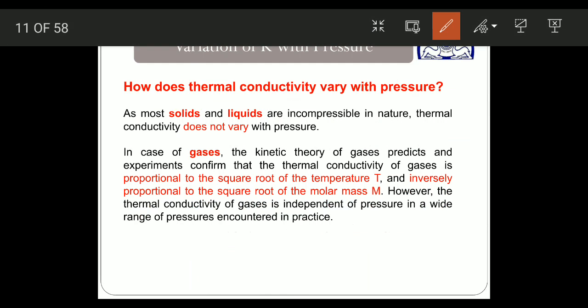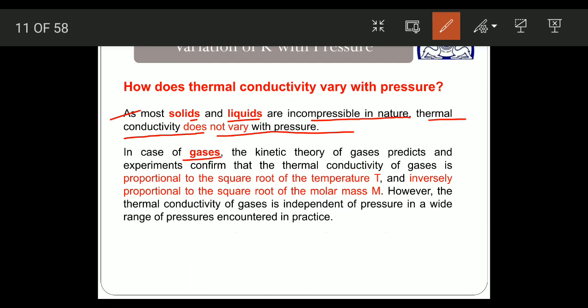Variation of the thermal conductivity with pressure. As most solids and liquids are incompressible in nature, thermal conductivity does not vary with pressure. Okay, as solids and liquids are incompressible in nature, maximum solids and liquids are incompressible. That's why pressure does not affect these particular solids and liquids.